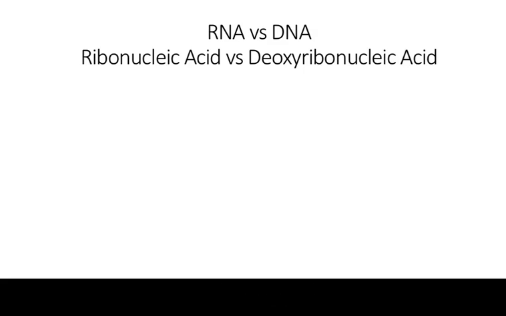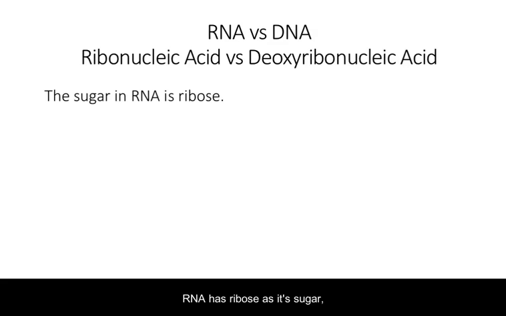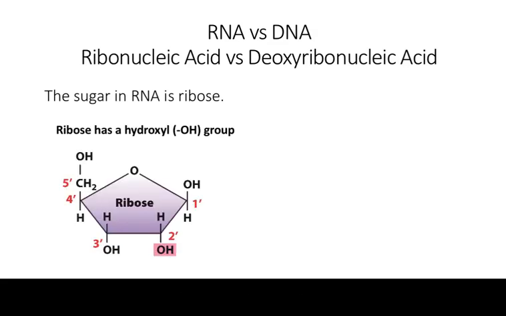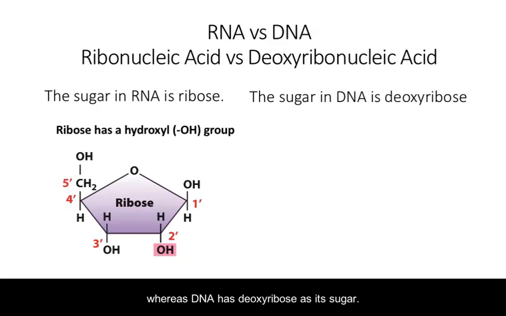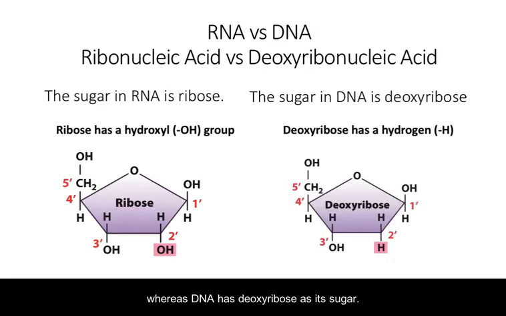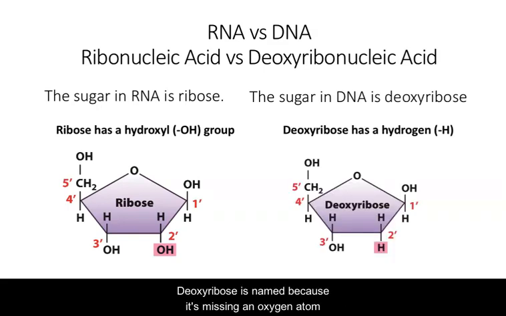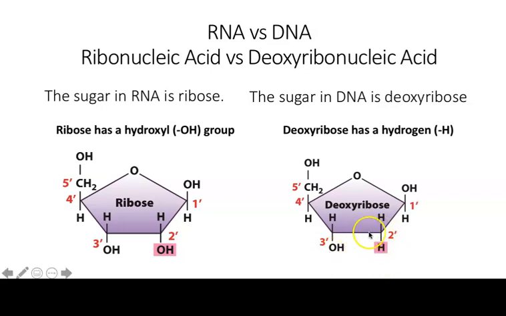For example, RNA has ribose as its sugar, whereas DNA has deoxyribose as its sugar. So deoxyribose is named because it's missing an oxygen atom on the 2' carbon. So in a sense it has been deoxygenated.